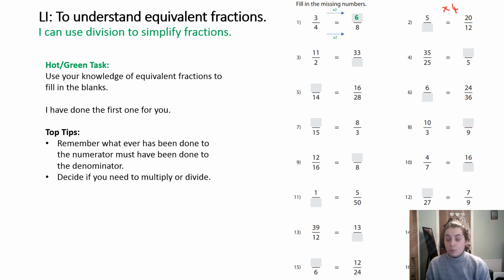So 5 times 4 equals 20. Okay, now I have had to do the same to the bottom. So I know now something times 4 gives me 12. Use your knowledge of inverse. So to find something times 4 equals 12, I must know then that 12 divided by 4 gives me this. So 12 divided by 4 is 3. So 5/3 is the same as 20/12.